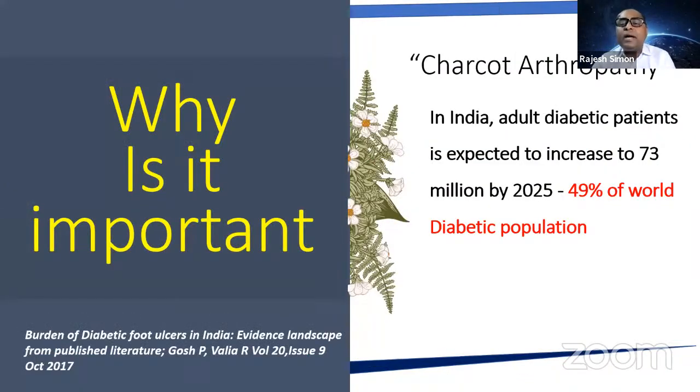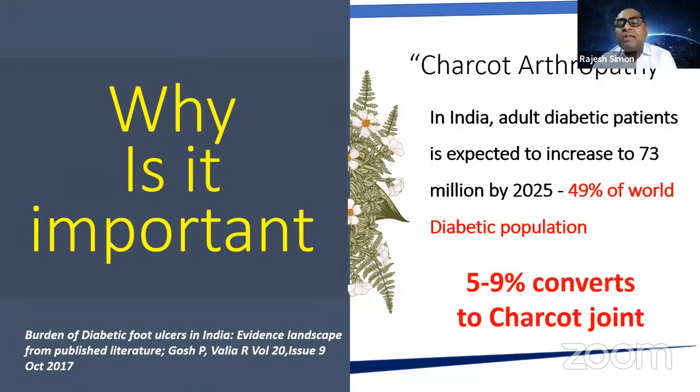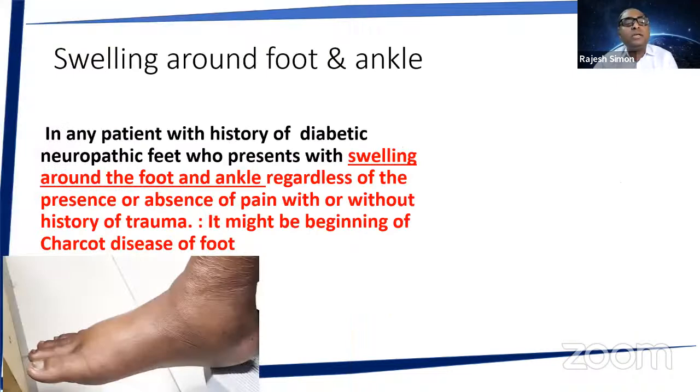So as I said, by 2025, we're going to have the biggest diabetic population, and 5 to 9% of them convert to Charcot foot. When it comes to numbers, we are looking at a population more than countries like Denmark having Charcot foot alone. And if we as orthopedic surgeons do not diagnose it and treat it properly, then a huge population is going to suffer. And amputation here is not an answer.